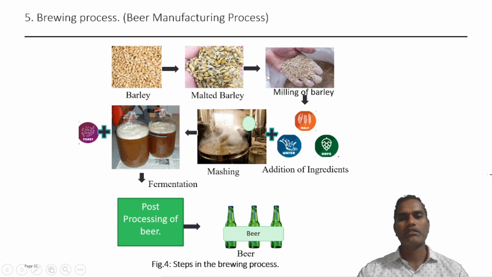These are the main steps involved in the beer manufacturing process: the malting process, then the mashing process, the brew kettle boiling process, the fermentation process, then clarification and the carbonation process. Then after that, packaging and pasteurization. These are the main steps involved in the brewing process.